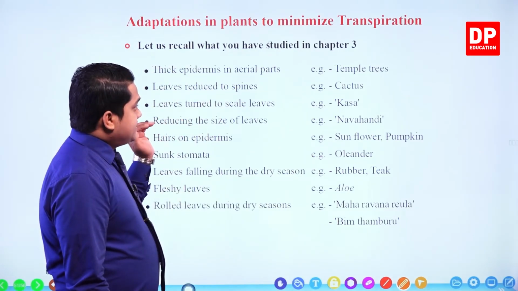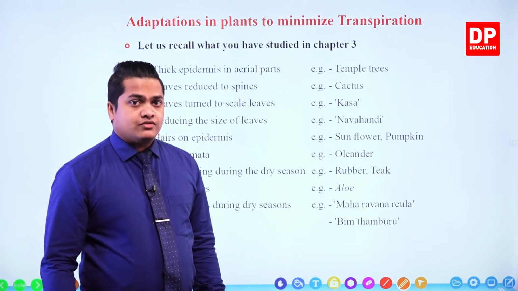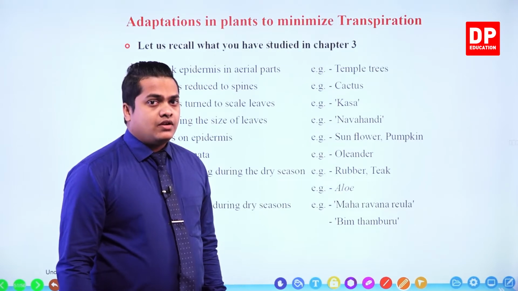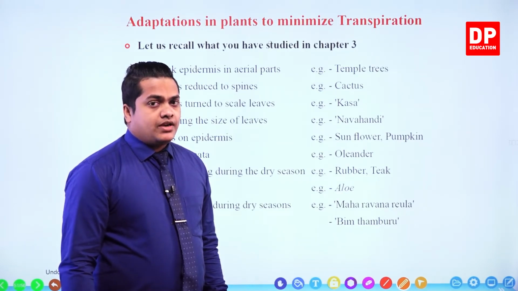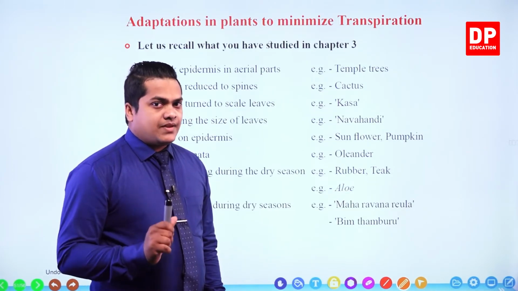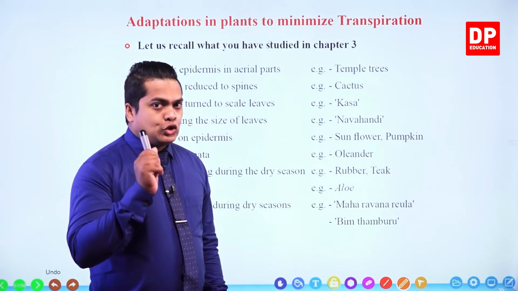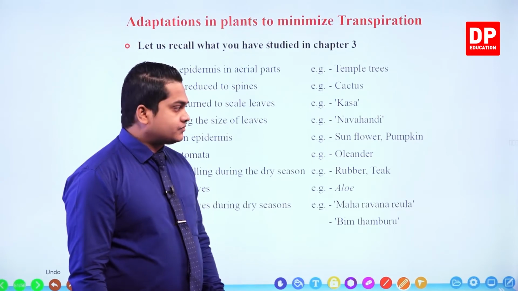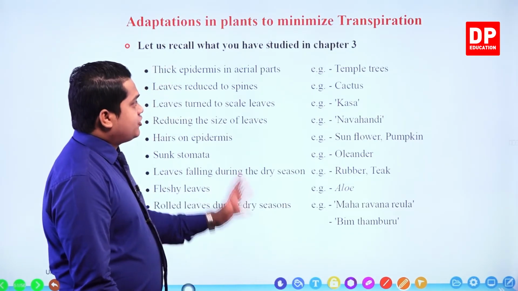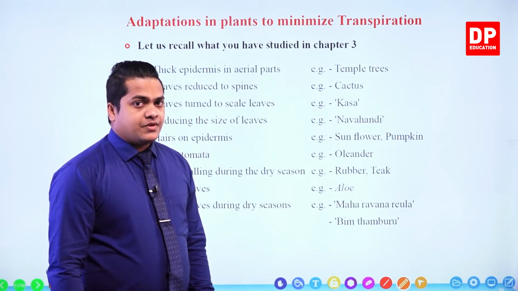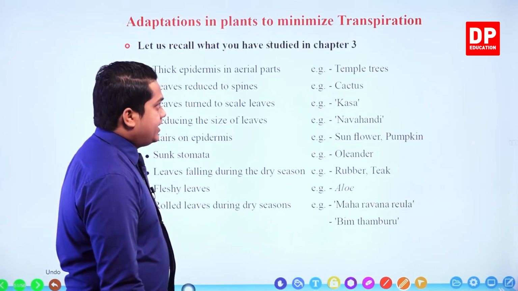So my dear children, these are the adaptations carried out by plants in order to minimize their rate of transpiration, okay? So I hope that you took a good knowledge about the transpiration process as well. Remember, transpiration is going to happen through stomata in the form of water vapor, okay? Right. So these are the adaptations carried out by plants to minimize the rate of transpiration.